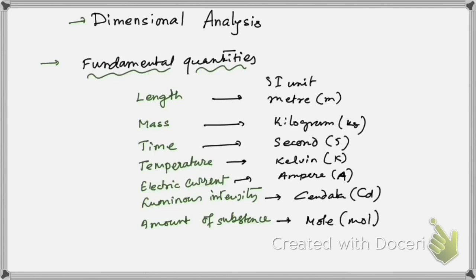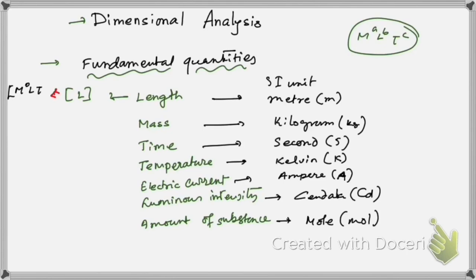Then what is the dimensional formula for length? We simply write L. Actually, we write the dimensional formula in standard form, M to the power a, L to the power b, and T to the power c, with the help of MLT. So the dimensional formula of length can be written in that way: M to the power 0, L, T to the power 0. Similarly, the dimensional formula of mass is simply M, and in this form with the help of MLT you can write M, L to the power 0, T to the power 0.